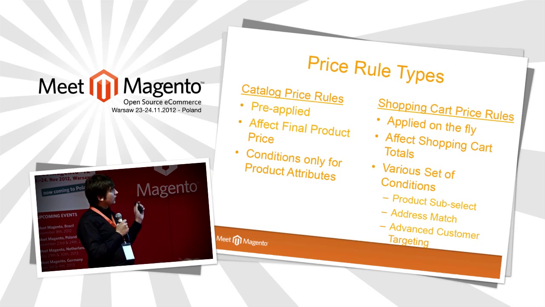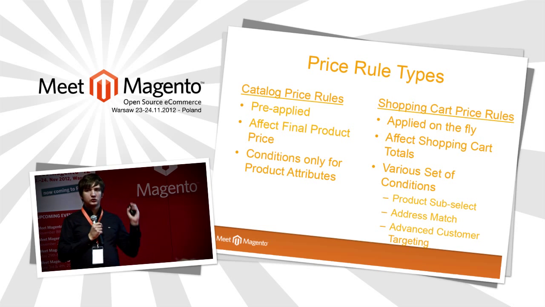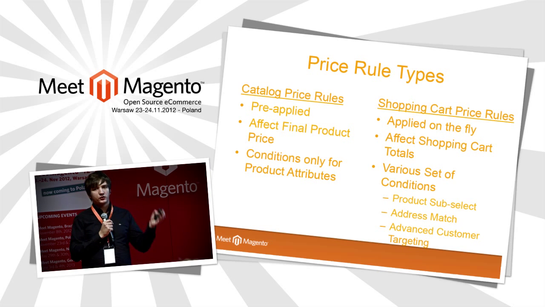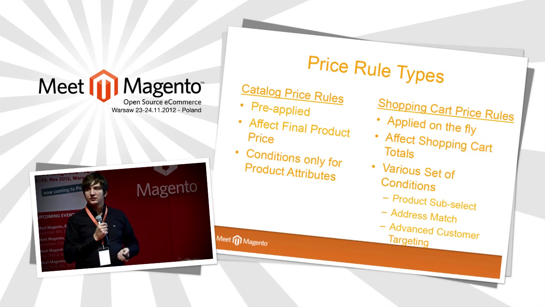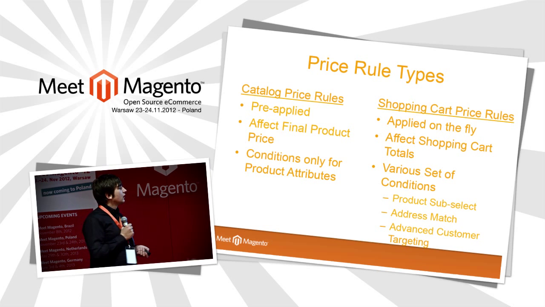So when you have catalog price rules, you have only product attribute conditions, but when you have shopping cart price rules, you have a various set of conditions like product subselect. If two products are in a cart, you can create a condition like this product and this product should be in a cart. Or you can match some address details of delivery or whatever. You can create advanced customer targeting as well by creating your own conditions based on different contents.